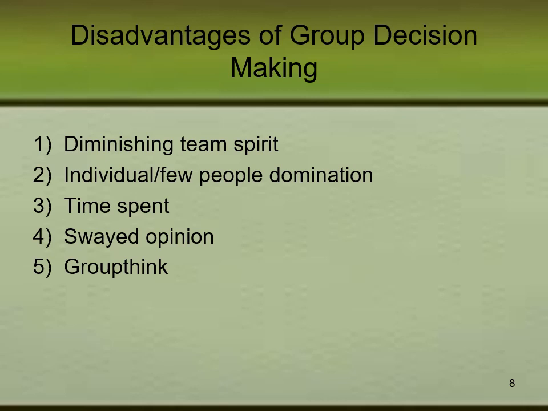Okay, what are the disadvantages of group decision making? As listed here, the first disadvantage is diminishing team spirit. Actually, there are a lot more disadvantages. You can use your common sense here, but let's look at a few points. Diminishing team spirit here means the spirit to be in a team keeps reducing. Semangat berada dalam kumpulan tu makin lama makin berkurangan. So that is meant by diminishing team spirit.